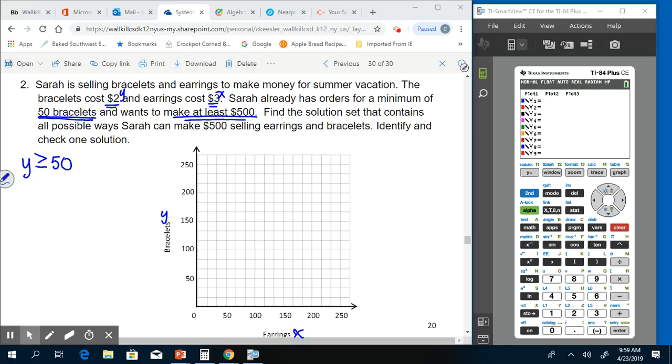So we put them together. 3x plus 2y is greater than or equal to 500. Find the solution set that contains all possible ways Sarah can make $500 selling earrings and bracelets. Identify and check one solution. So we can start with the first equation, y is greater than or equal to 50, by graphing a horizontal line at 50 and shading above.